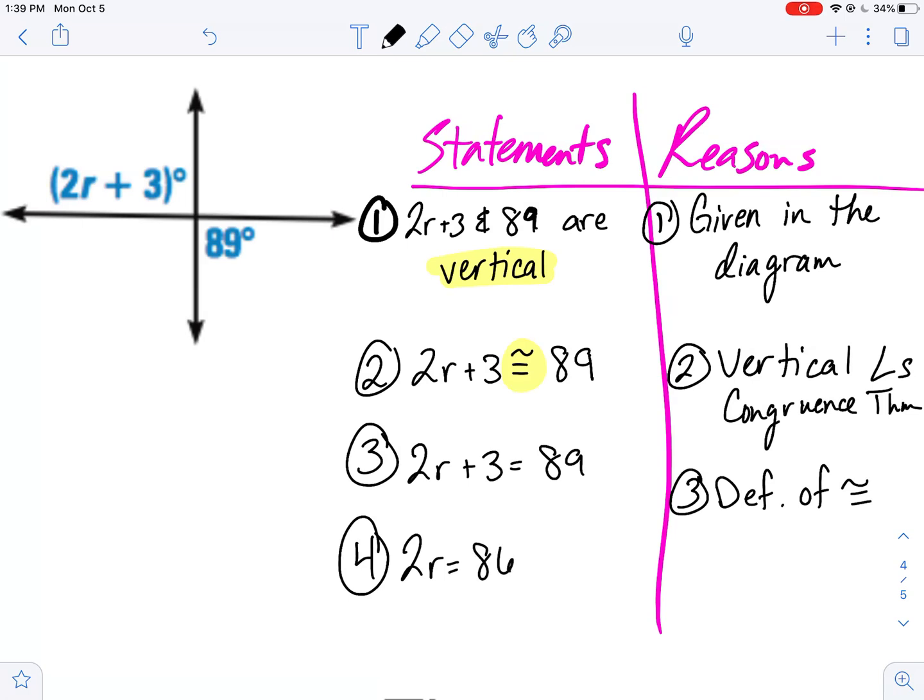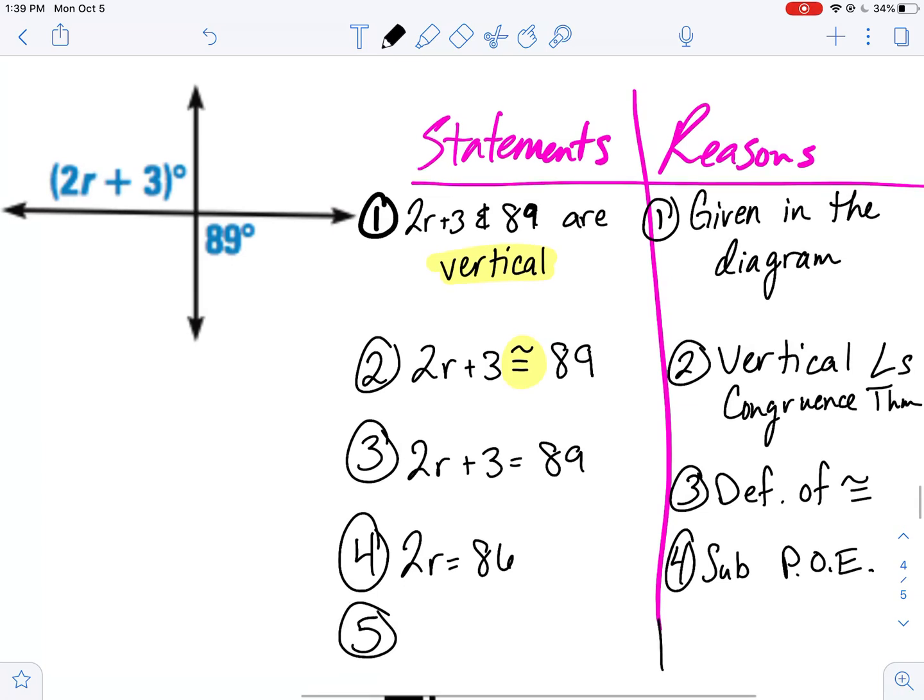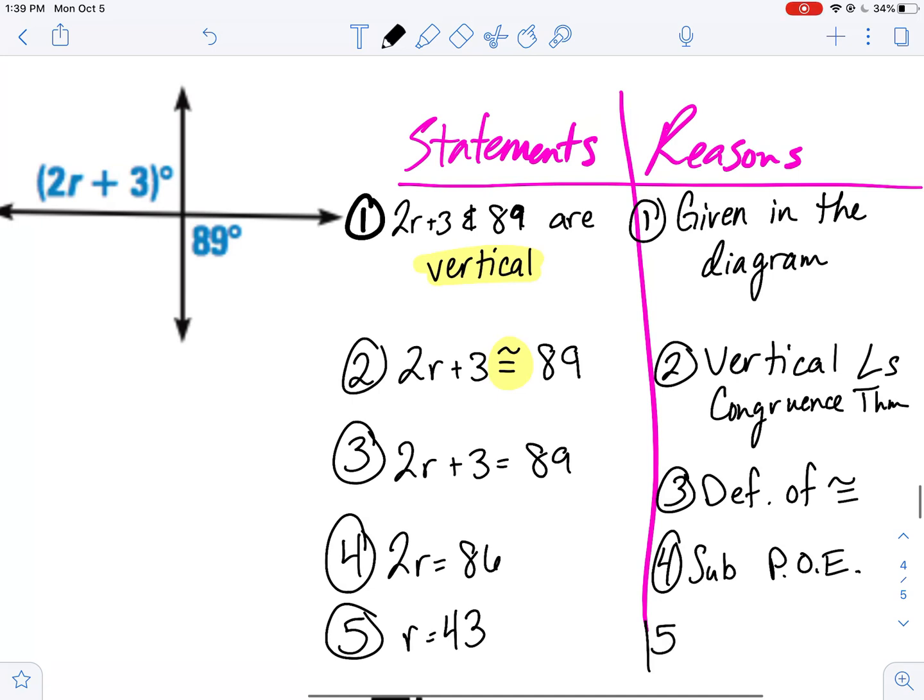So 2r equals 86 by the subtraction property of equality. And of course, I'm just abbreviating. I would like you to see all that stuff written out. And r is 43 by the division property of equality.